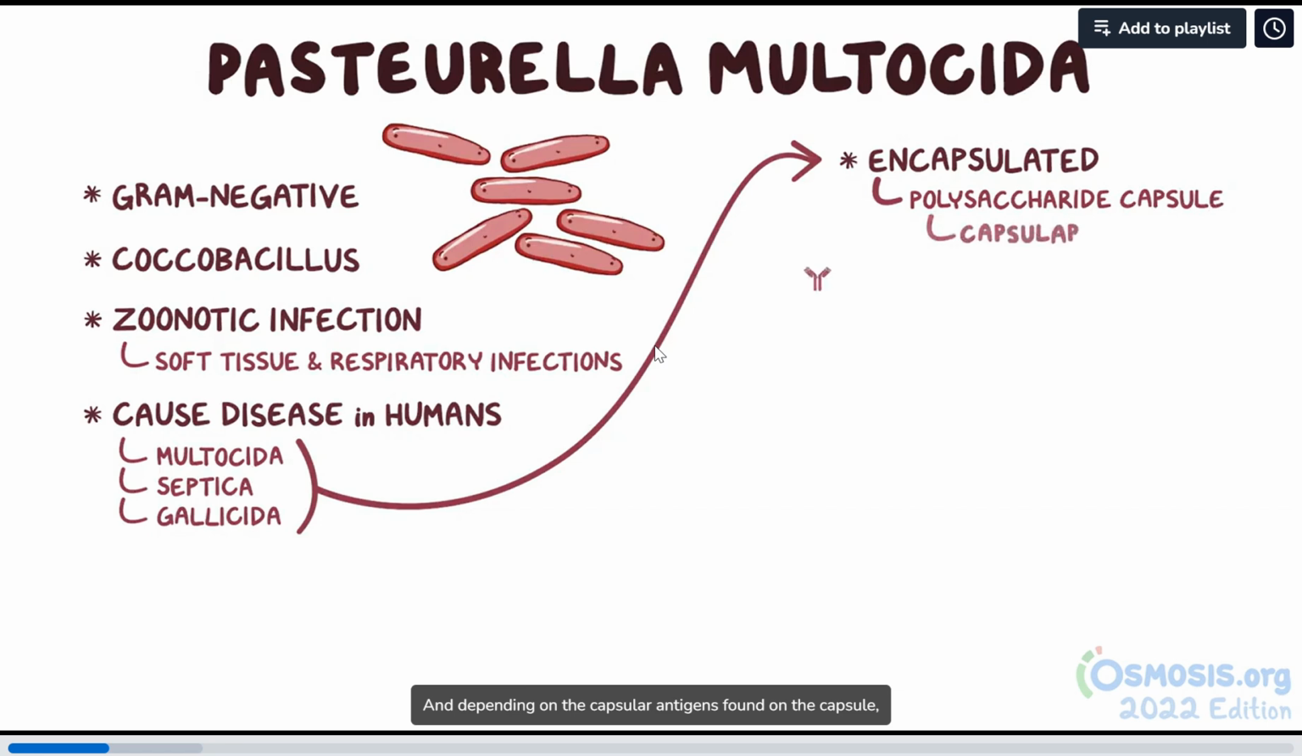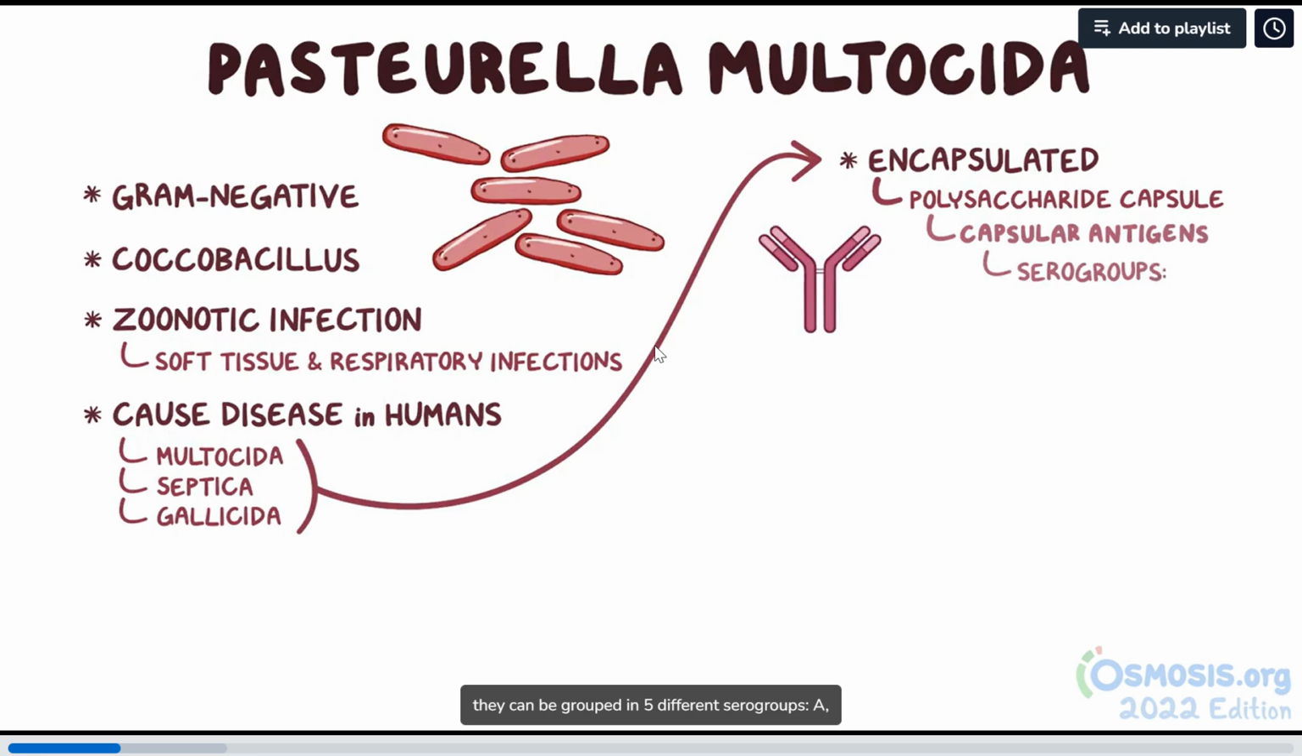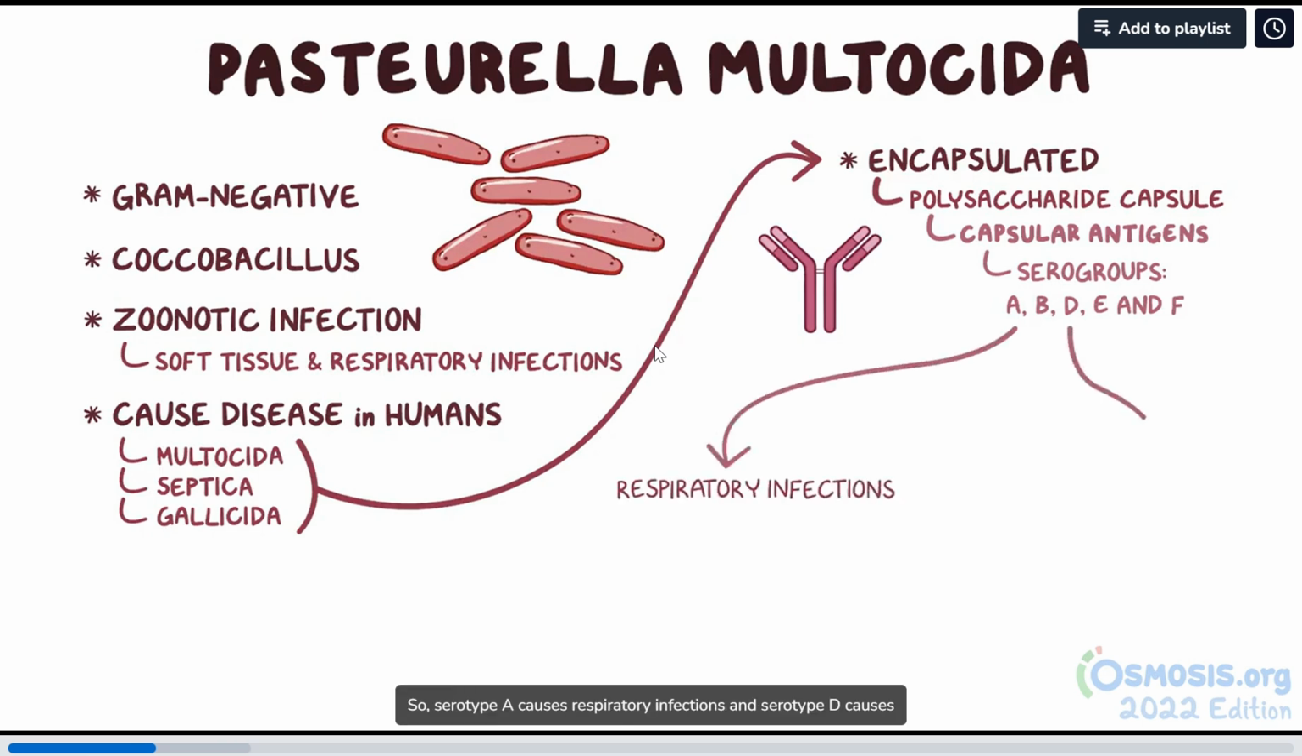And depending on the capsular antigens found in the capsule, they can be grouped in 5 different serogroups: A, B, D, E, and F. Each of them is involved in a different type of disease, and only serogroups A and D cause disease in humans. So serogroup A causes respiratory infections, and serogroup D causes soft tissue infections like cellulitis.